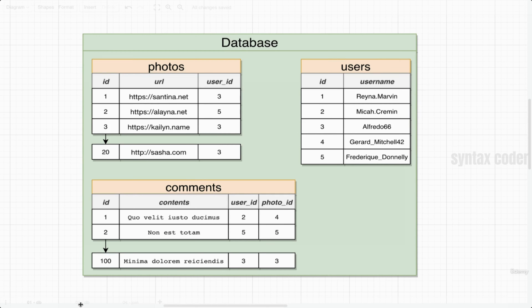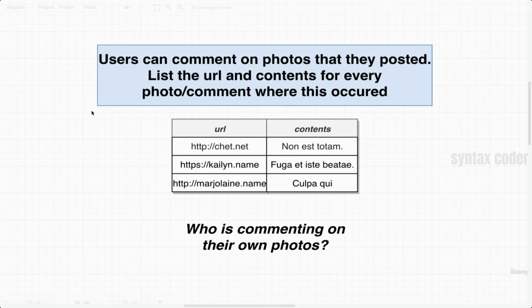All right, so we're going to focus on trying to answer the following question. This is our task. Users can comment on photos that they posted. No issues with that whatsoever. I want to try to list out the URL and the contents for every photo and comment where this occurred. So in other words, I want to figure out who is commenting on their own photos. Or more specifically, I just want to print out the URL and contents wherever a photo was commented on by its creator.